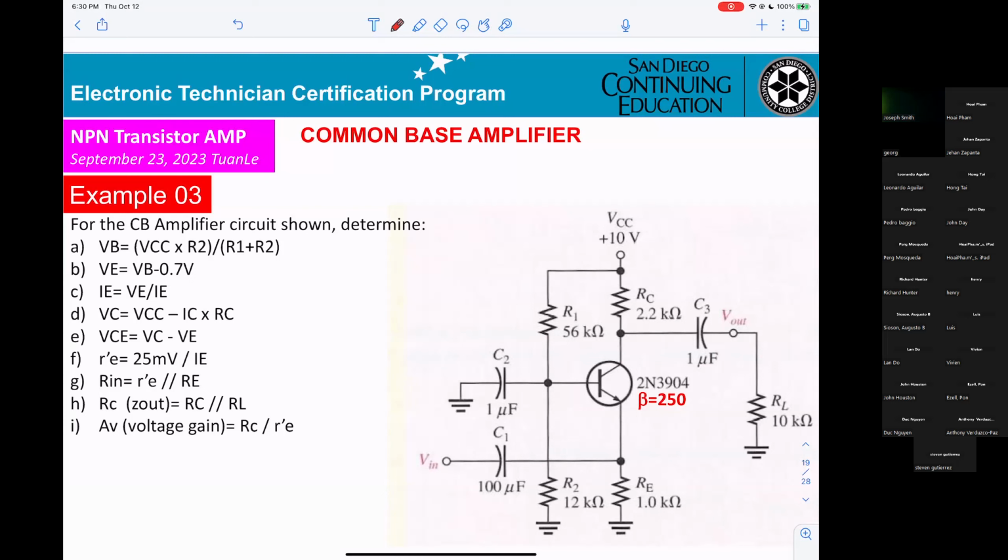Okay, so who got the VB? 1.76. 1.76. If you get a different answer, let me know. Okay, VB 1.76 minus 0.7 equals 1.06.